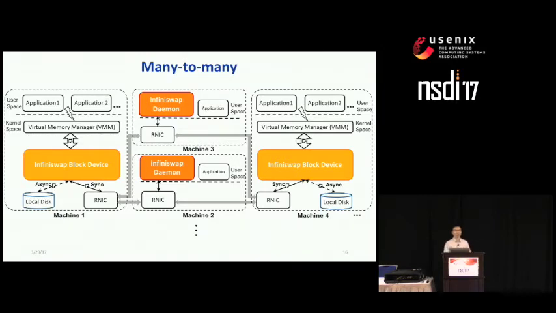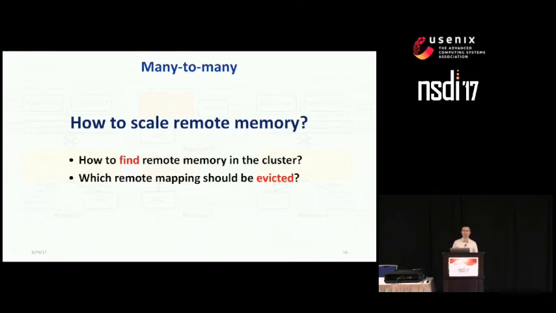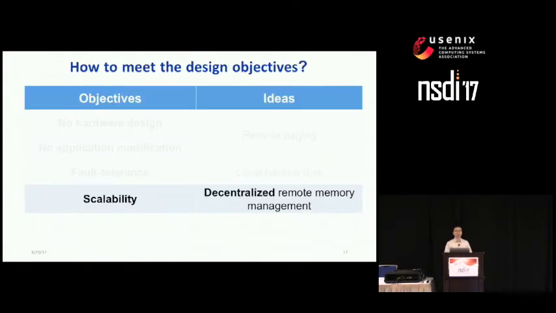So here we are facing the challenge: how to scale remote memory. Or in more detail, we can ask how to find the remote memory in the cluster. And when the remote machine cannot provide so much remote memory, which remote mapping should be evicted? To satisfy this scalability requirement, we designed a decentralized approach in Infiniswap to do remote memory management.